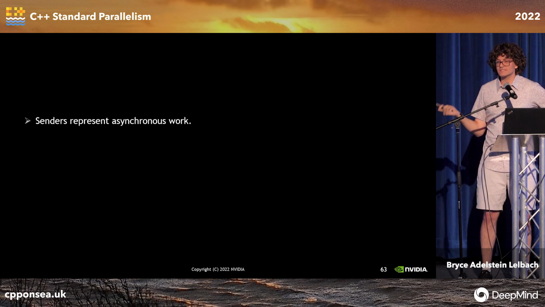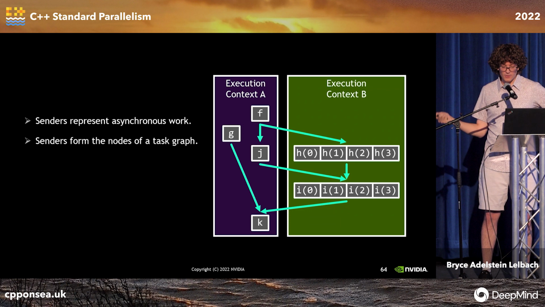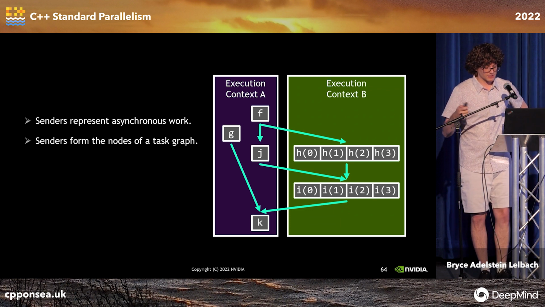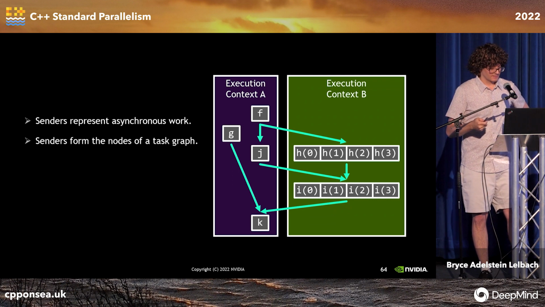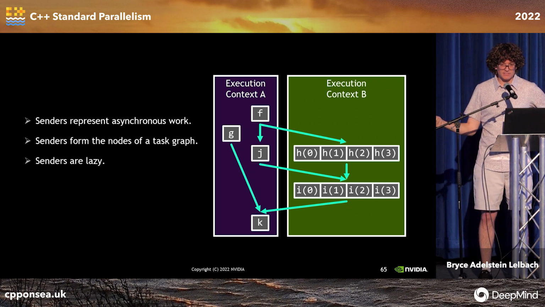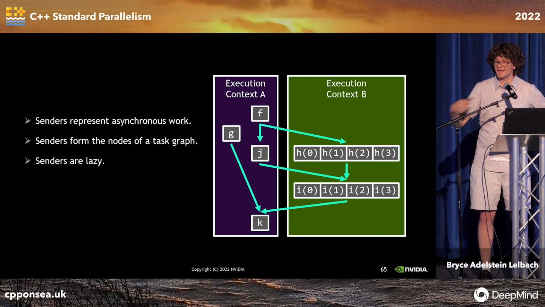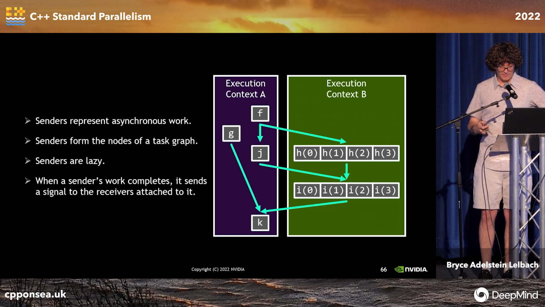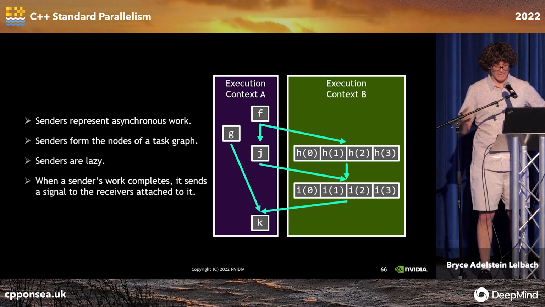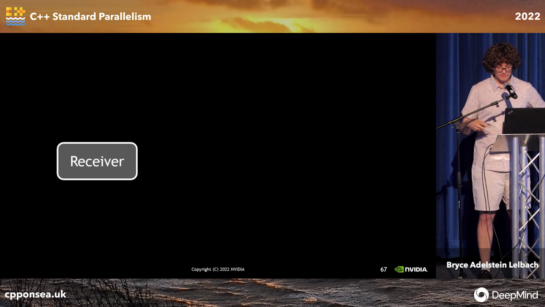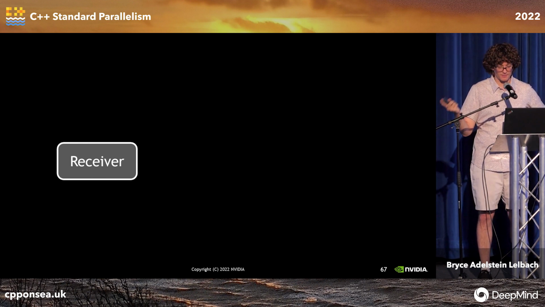So as I said before, senders represent asynchronous work. They form the nodes of an asynchronous task graph, which span multiple schedulers and multiple execution contexts. Senders are lazy, so you have to explicitly start them. They do not start executing until they have been started. And when a sender's work completes, it sends a signal to the receiver attached to it. So receivers are handles that get notified with a signal by a sender.